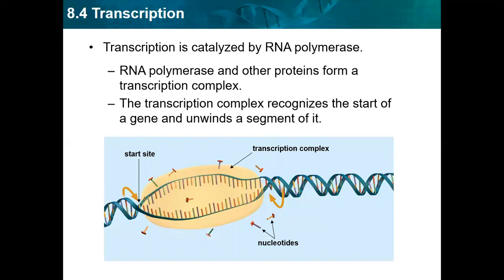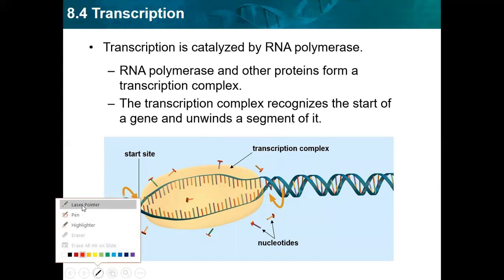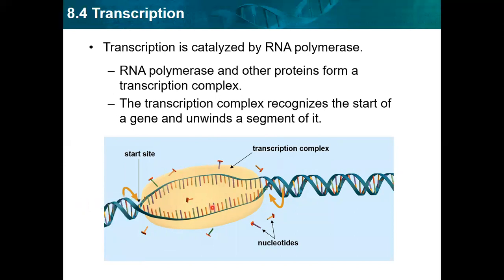So all of these things you see here are meant to be the complex. This is a transcription complex. So it is the transcription complex that is going to tell the enzyme, which is known as helicase, that helps to unwind the double helix. It tells the start point and it tells the end point.